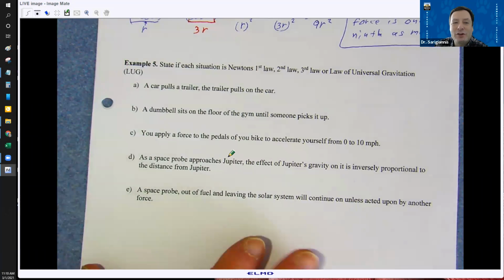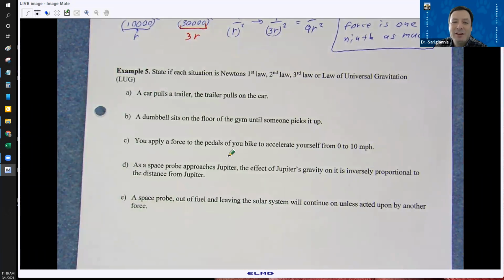So let's start with the first one, letter A. A car pulls a trailer and the trailer pulls on a car. So why don't you go ahead and choose on this poll which of Newton's laws you think this describes. First, second, third, or law of universal gravitation. And I put a little note in each one to remind you of what they are.